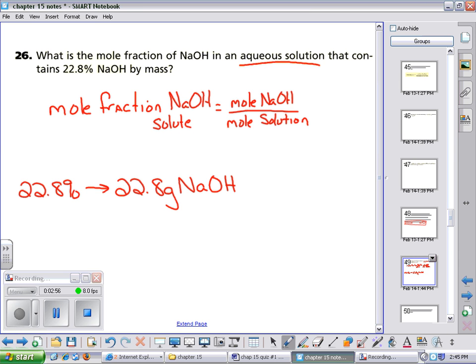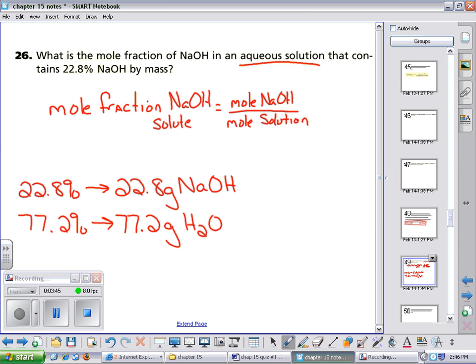If you have 22.8%, how much water is in there? Well, everything has to add up to 100%. So 100 minus 22.8 means that 77.2% of the solution is water, so you have 77.2 grams of water. We did something similar to this with our empirical formula calculations. Remember, you take your percent, change it to mass, and then change your mass to moles. That's what we're going to have to do here. It's not the same calculations, but it's similar.